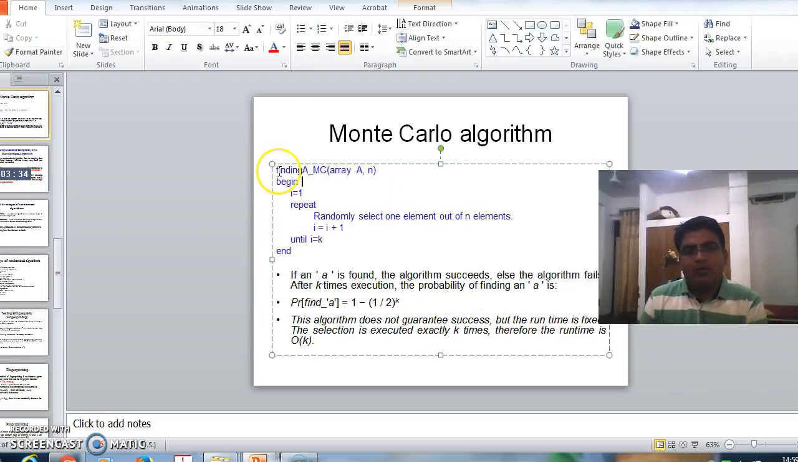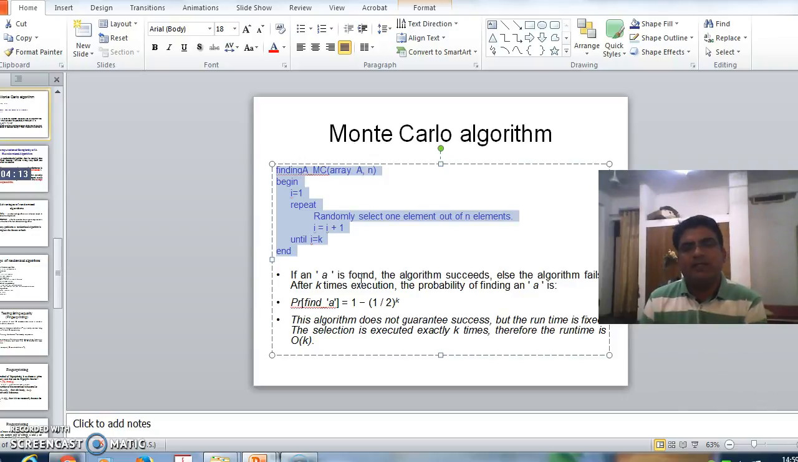Second is the Monte Carlo algorithm. As we can see, in the Monte Carlo algorithm, as highlighted, we have this algorithm finding A Monte Carlo, array A having a list of n. So begin, i equals 1, repeat, randomly select one element out of n elements, i plus 1. Now we'll again do the same procedure, but in this case we have just k chances, and out of k chances we are supposed to generate the answer.